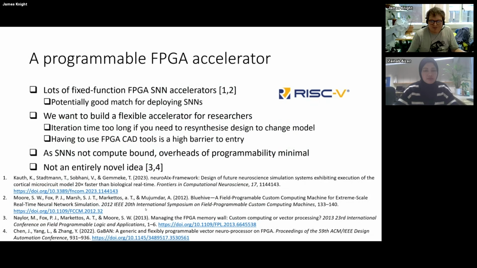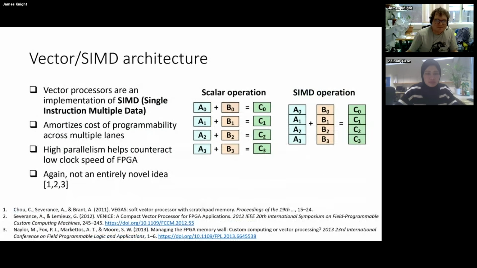And obviously we want to use RISC-V because it solves a lot of the annoying problems of having to make your own basic core and figure out a nice instruction set. And you don't have to be concerned about licensing issues. We're big fans. So what kind of programmable system are we going to build? Well, we're going to build a SIMD system.